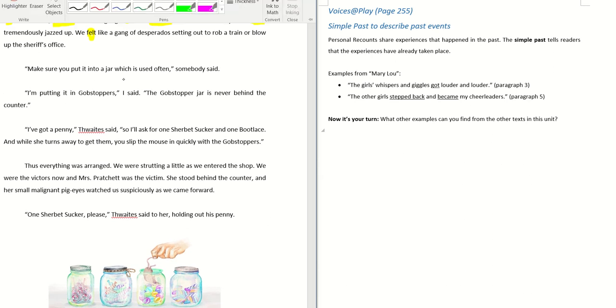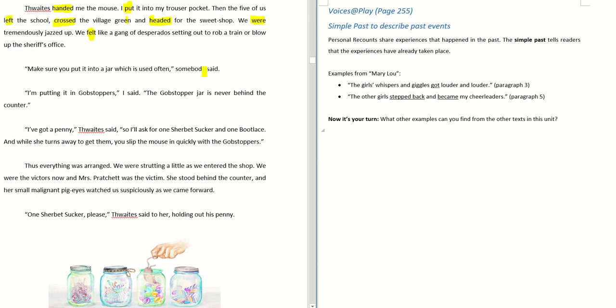"Make sure you put it in a jar which is used often," someone said. So I can see that it is simple past here. "I'm putting it in gobstoppers," I said. "Okay, gobstopper is never far behind. It's never behind the counter. I've got a penny," so it said. "So I'll ask for one sherbet sucker and one bootlace. When she turns away to get them, slip the mouse in quickly with the gobstoppers." Thus, everything was arranged. Okay, this is not simple past. Okay, this is past participle.